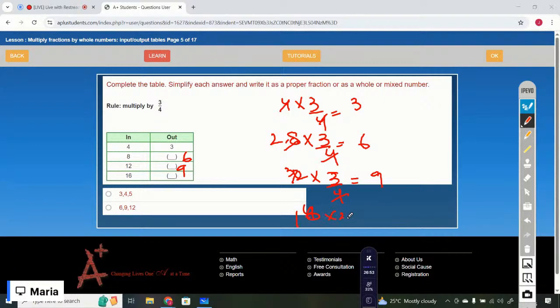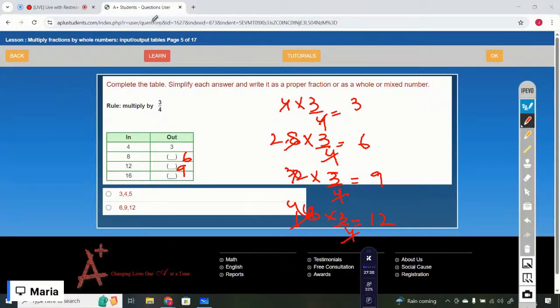16 times 3 by 4. 4 times 4 is 16. 4 times 3 is 12. So the missing values are 6, 9 and 12. Option number 2 is the correct option. Got it?